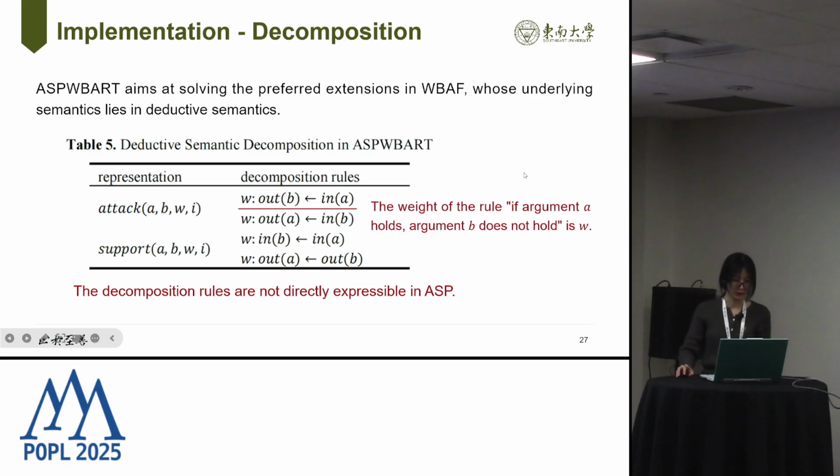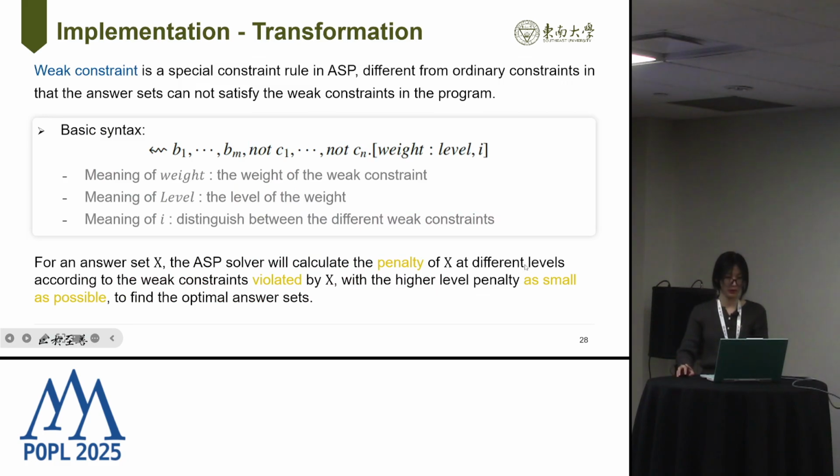So we decompose the attack and support representations based on the deductive semantics. This rule represents the weight of the rule if argument A hurts, argument B does not hurt is W. The rest of the rules can be interpreted similarly. It should be noted that the decomposition rules are not directly expressible in ASP. So we need to transform the rules to a form supported by the ASP.